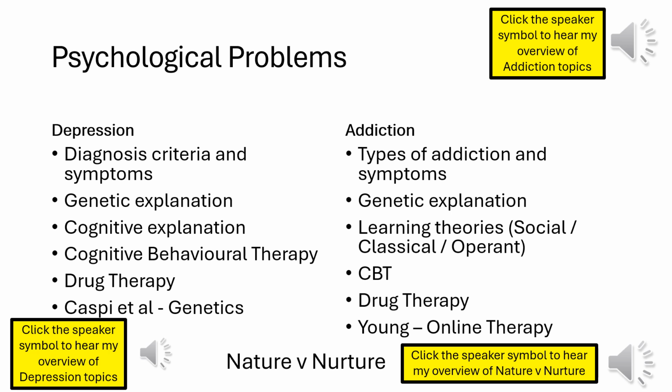Drug therapy for depression. Generally, we're mainly focused on SSRIs, so selective serotonin reuptake inhibitors, that blocks serotonin being reabsorbed in the synapse, meaning it must pass on and therefore must make someone feel happier.